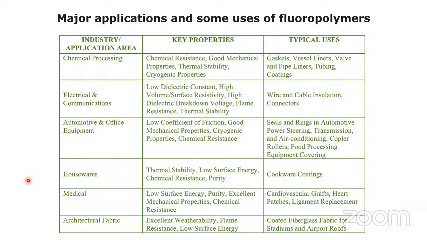So major applications and uses of fluoropolymers are nothing but in chemical processing. What are the key properties in chemical processing? Because it has chemical resistance, as I repeatedly mentioned to you. Good mechanical properties, thermal stability, because we are using it for cookwares, and cookwares have very high thermal requirements, or we can say thermal stability is required over there. Then what all typical uses are: gaskets, vessel liners, walls.